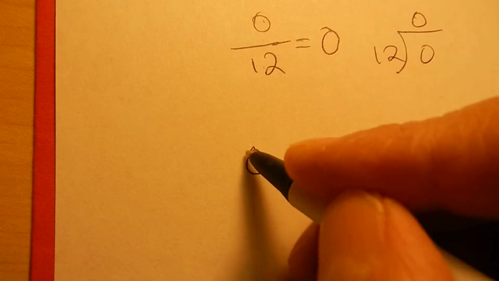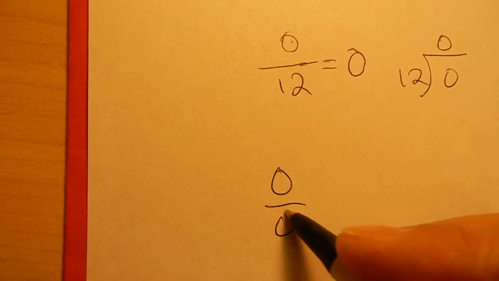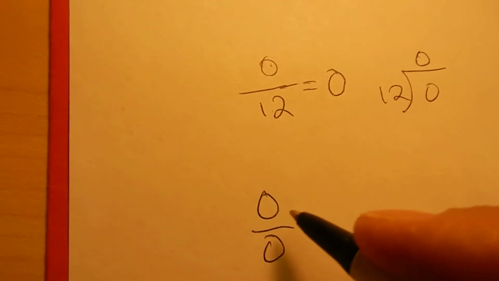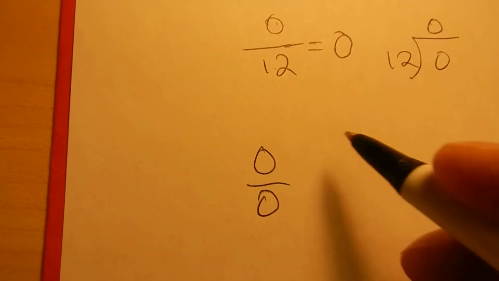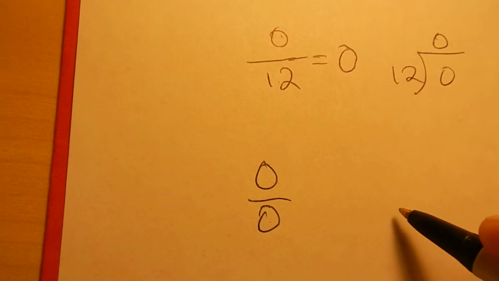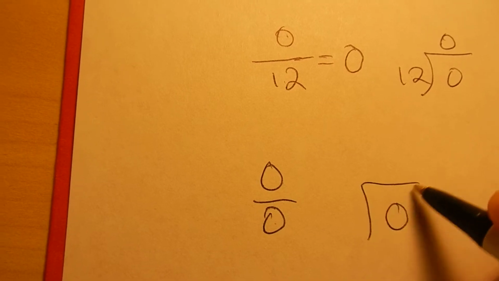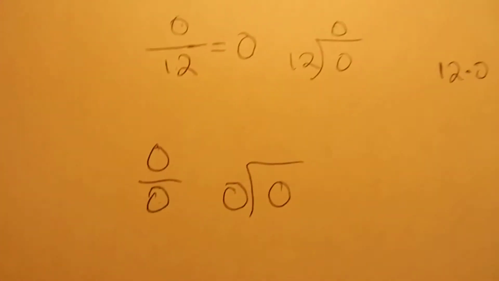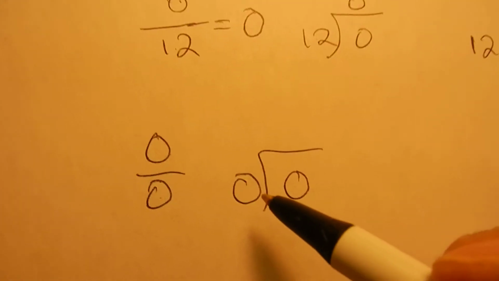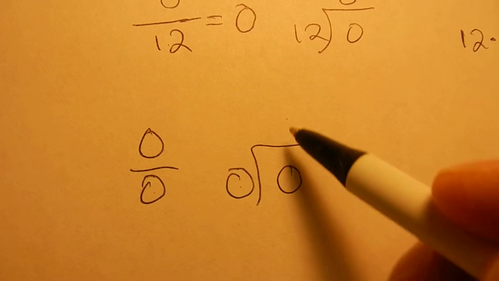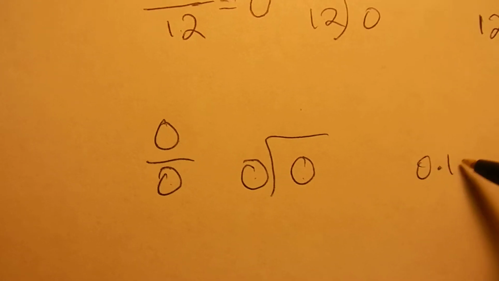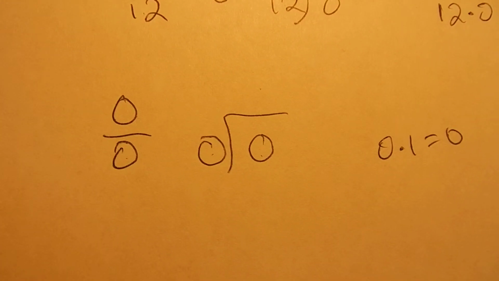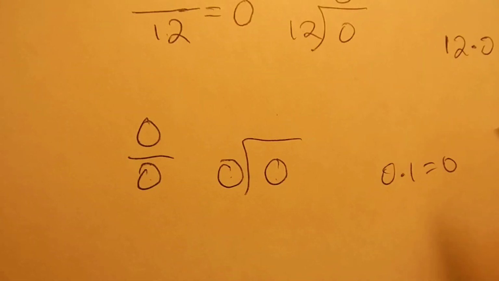Now here's one that's probably not in your book, nor is it talked about, but I think I should show you. What about 0 divided by 0? What value is that? Well, we could write it this way: 0 divided by 0. So the question you should be asking is, 0 times what will give you 0? Well, 0 times 1 gives you 0. Is that the answer? 1?